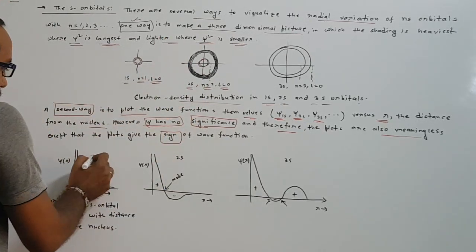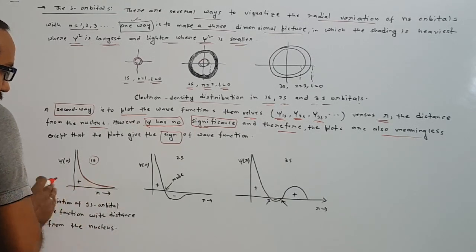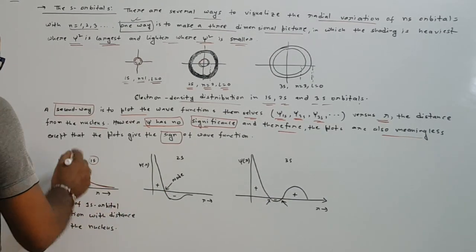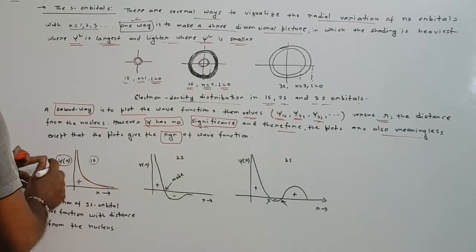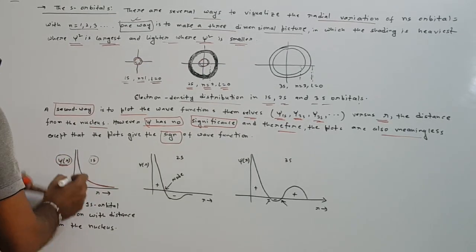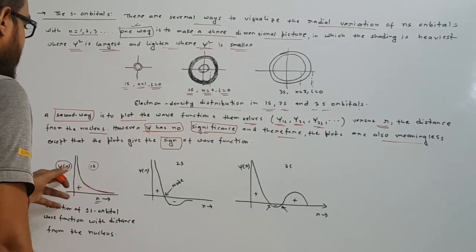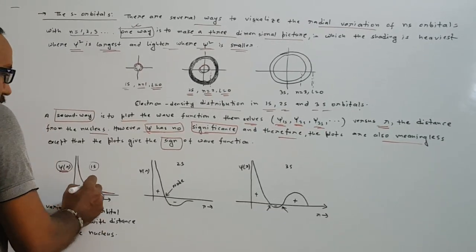See, for 1s orbital, the curve looks like this. That is the variation with the distance, and as it is on the upper side, this is the curve between psi of r and r. That is, psi is a function of distance. This is the radial plot of our curve. So this is plus.